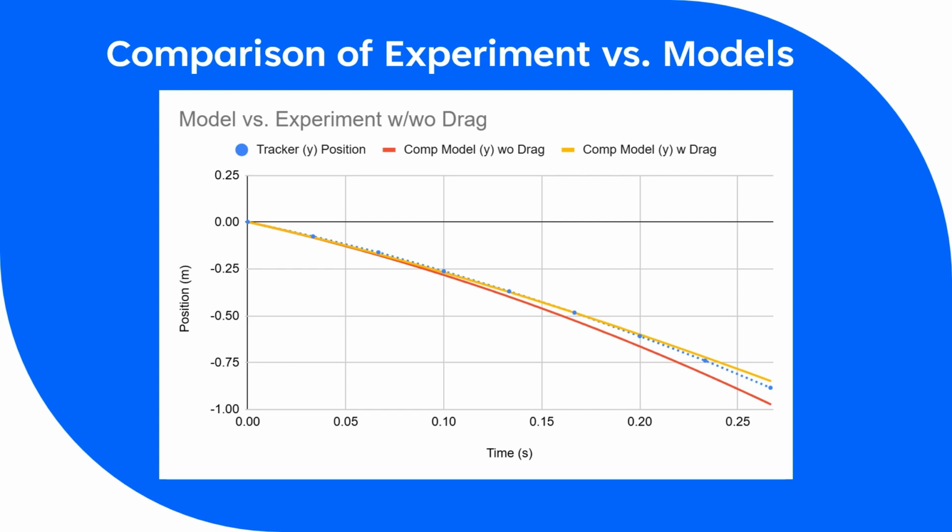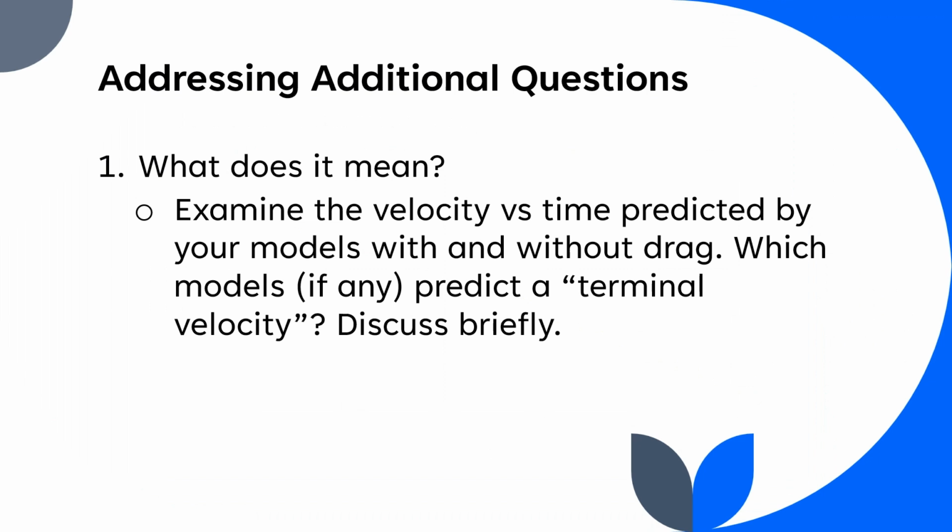at a faster pace. The computational model with drag seems to line up well with the tracker analysis model except for towards the end, which may have been a result of human error or limiting the data used for my tracker analysis model to only the y values. Now to address some additional questions. First, what does it mean?